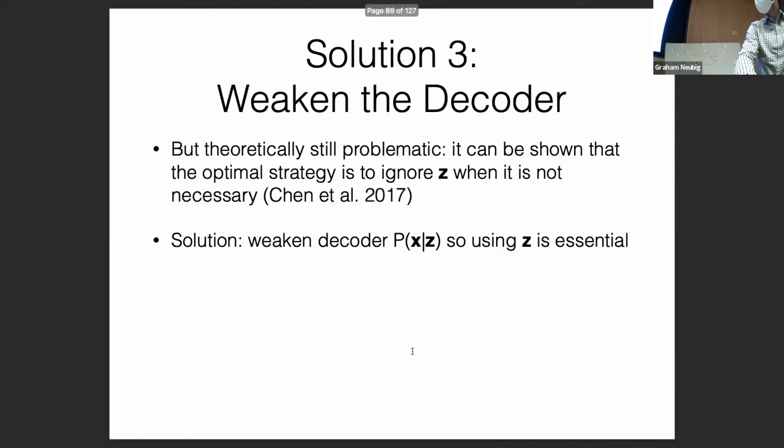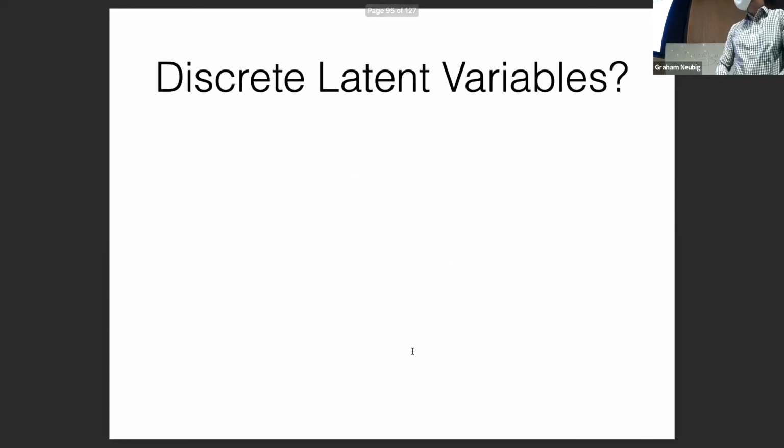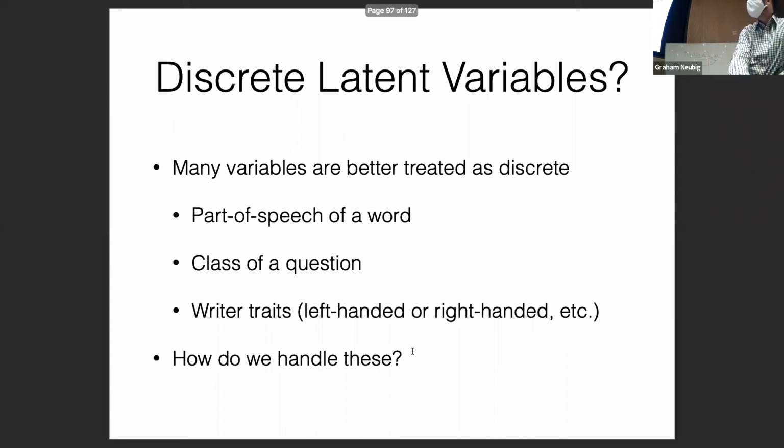Okay. So all of the stuff I talked about so far has been slightly flavored with NLP, but also largely could be used for other things like image processing. I think the next part is the thing that's really interesting within NLP, and it also has a lot of potential for creativity in the use cases. So handling discrete latent variables. What are discrete latent variables? Many variables are better treated as discrete, like the part of speech of a word, the class of a question, or, for example, writer traits, whether a person is left-handed or right-handed when you're modeling their writing style or handwriting. And so how would we handle these in a variational autoencoder?